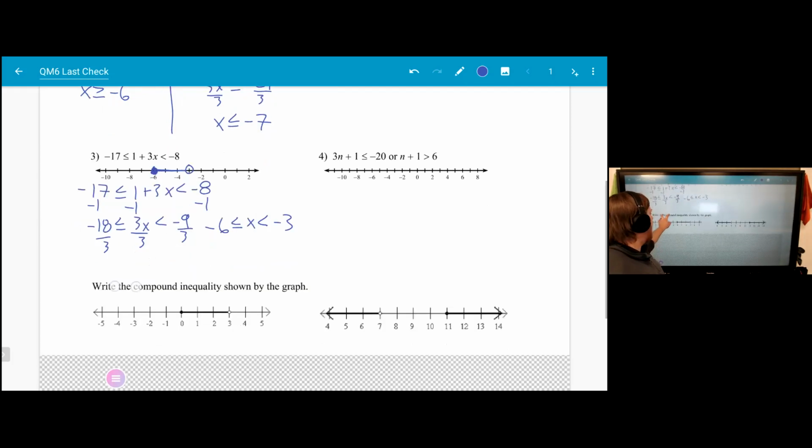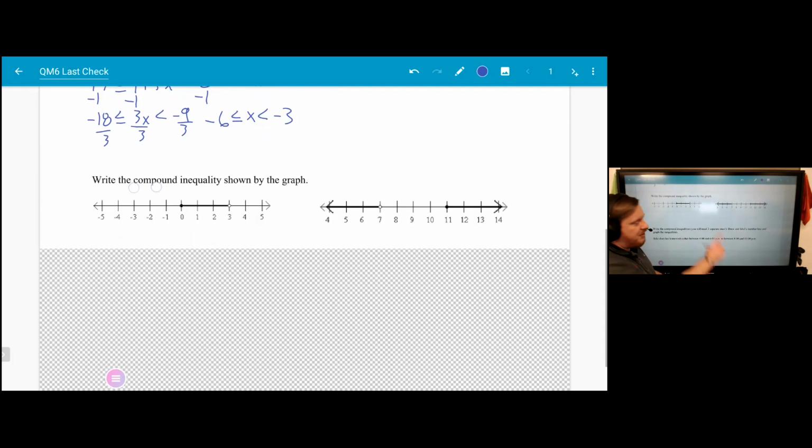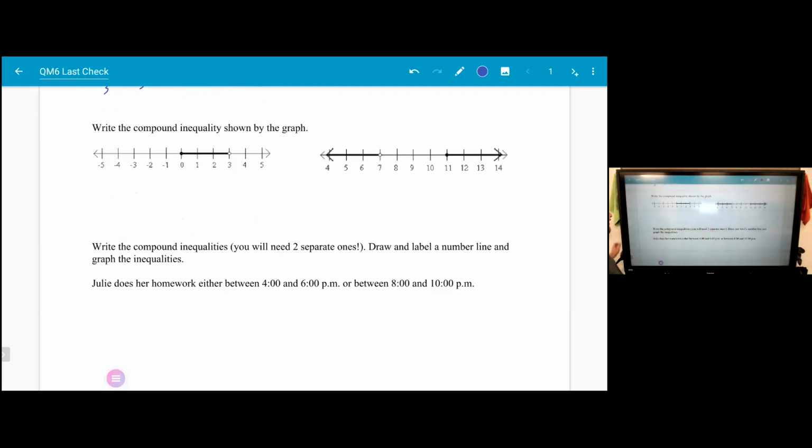Write the compound inequalities shown by the graph. I'll do 2 and 4. Those will be on Google Classroom, but not in this video. This is an and because it's going in between. I start like this: x has to be bigger than something, but less than something. Well, in this case, it's got to be bigger than 0 and less than 3. It could equal 0 because that is a closed dot, and it cannot equal 3 because that is an open dot, and that is that.